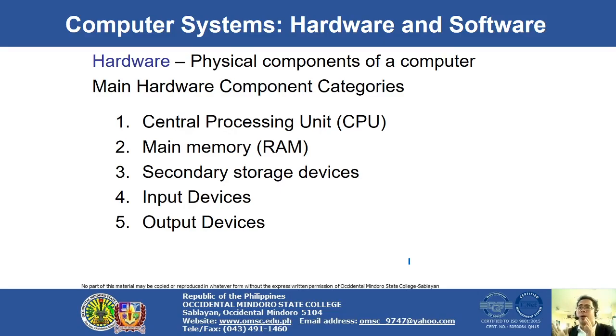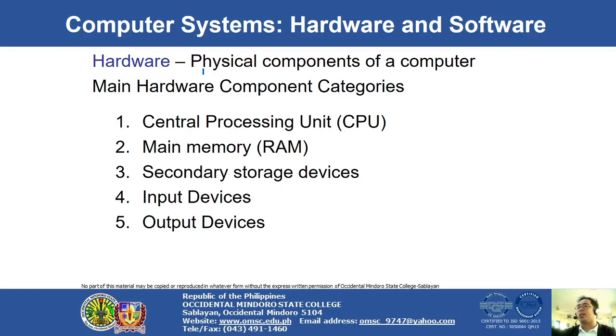I mean the hardware and the software. So hardware is the physical component of a computer. Meaning from the word physical, this is what we see. Ito yung nakikita natin sa computer. So when we see the computer, say for example, we're going to see the motherboard, I mean the RAM. What else? The storage devices. We're going to see the input devices, and we're going to see the output devices.